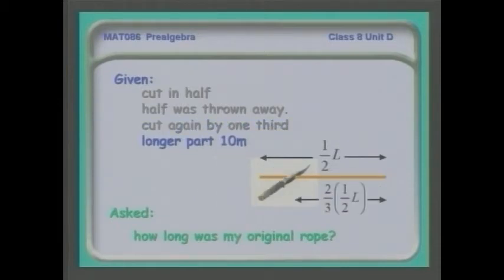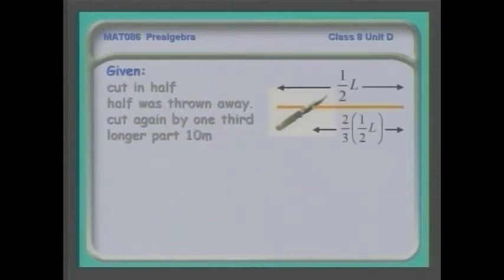It was cut again by 1/3. So we've cut it again, and we have 1/3 and, of course, 2/3. What we have left then is 2/3 of 1/2 of L. That's the longer part that's left. We're getting there. If we have that 2/3 of 1/2 of L is equal to 10 meters, now I have an equation that I can solve for L.